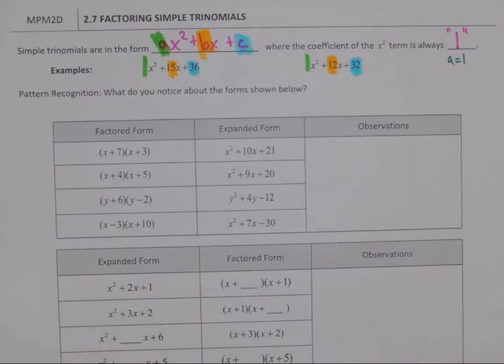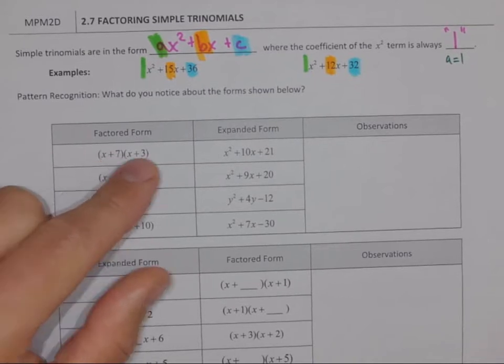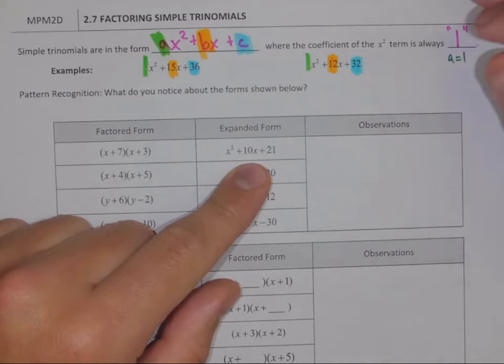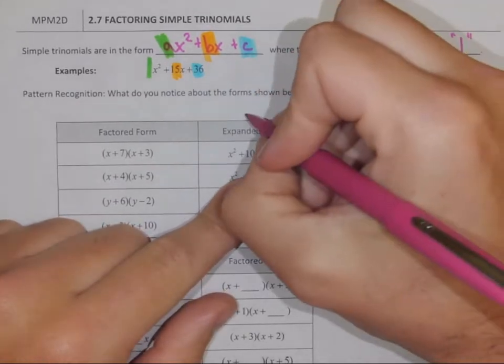Now, let's go back to Unit 1, and let's see if we can recognize some patterns. What do you notice before? We have factored form and expanded form, which we're going to call something else, which maybe you've seen. Maybe you remember that that's, oh yeah, standard form.